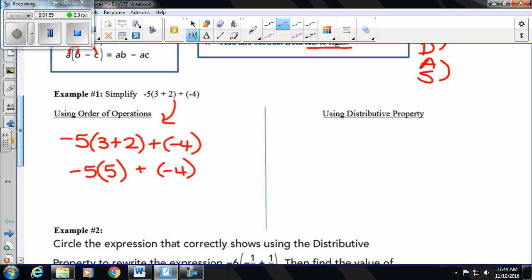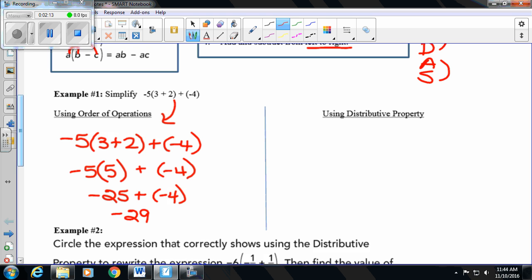Now I have to do multiplication. Negative 5 times 5 is negative 25. Rewrite my plus negative 4. So when I combine my two integers, they have the same sign, so I'm going to add them and keep the sign, and I get negative 29.